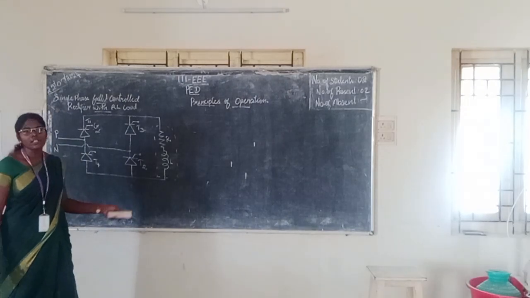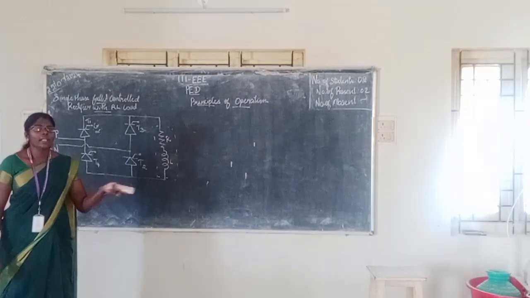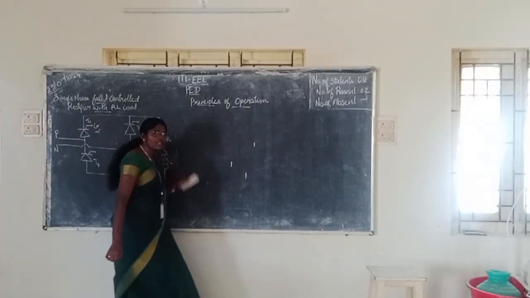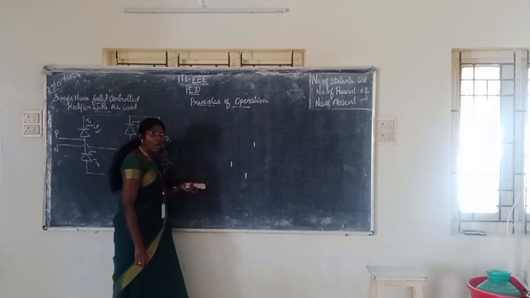So what happens? The current will flow only in the positive half cycle. That is also with fewer ripples, comparatively less than the R load.